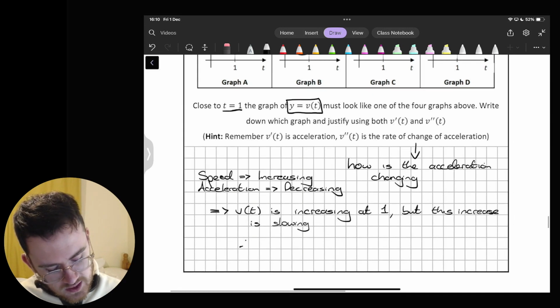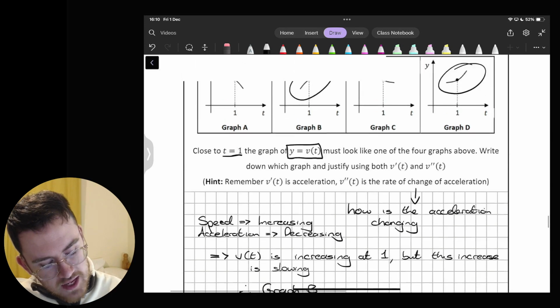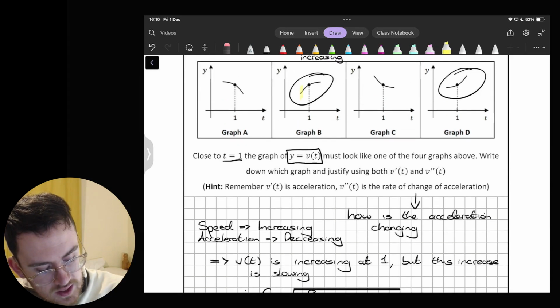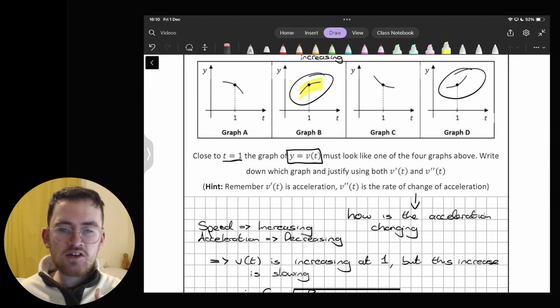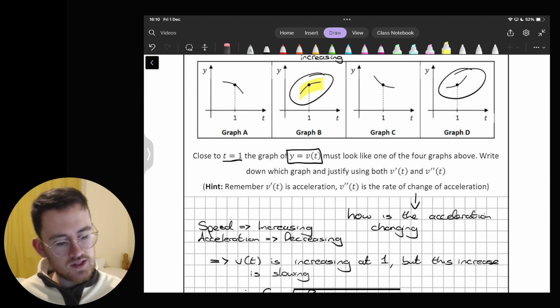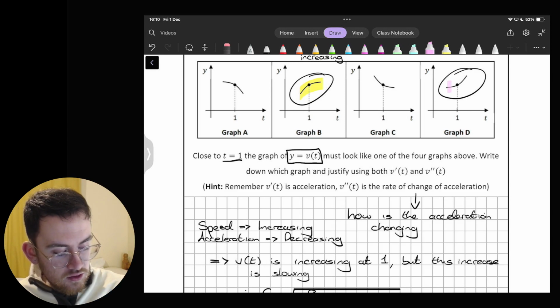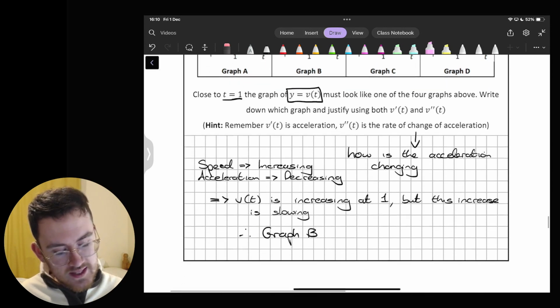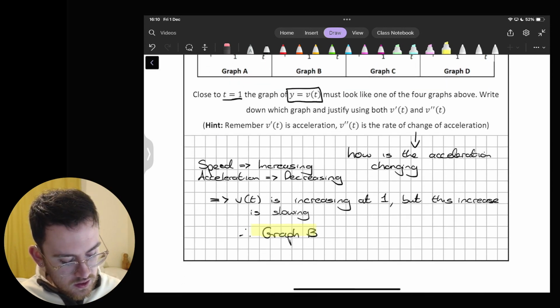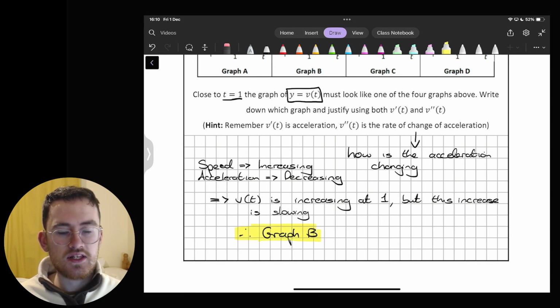So what that means for me is it's going to be graph B. If we look at graph B here, the function is increasing, but at point 1, it's starting to taper off a little bit. It's not increasing as steeply as it was, whereas graph D is increasing, and at point 1 becomes even steeper. So that tells me that for this question, the graph that best represents the velocity there is graph B.